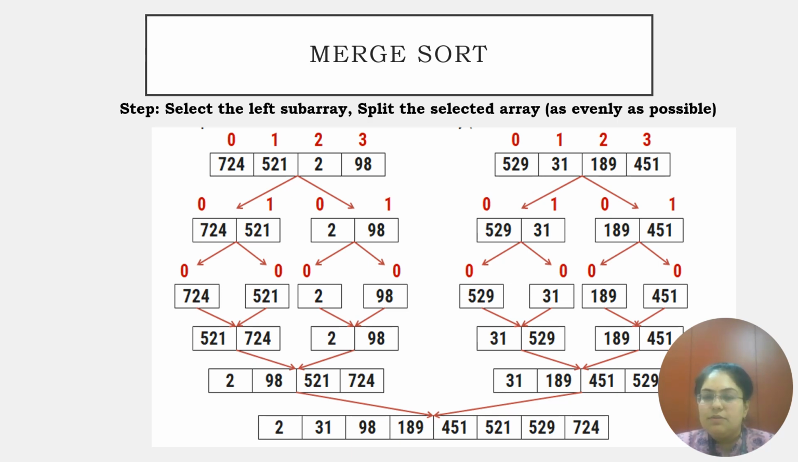Both are sub arrays. Now we form them into a single array, and again compare each and every value until we have the sorted elements. At the end we have the sorted array: 2, 31, 98, 189, 451, 521, 529 and 724. So this was about merge sort. We have seen the example as well as the algorithm of merge sort. I hope you understand it well.